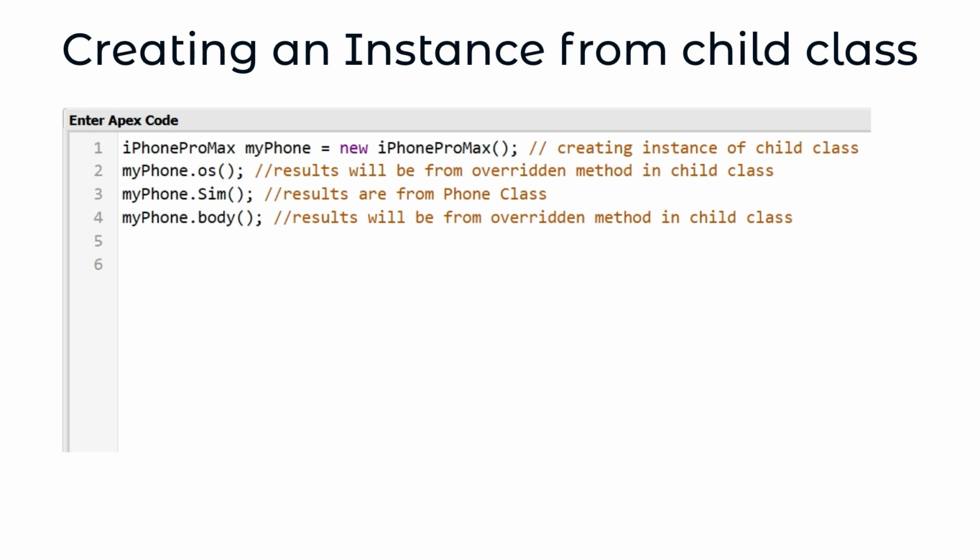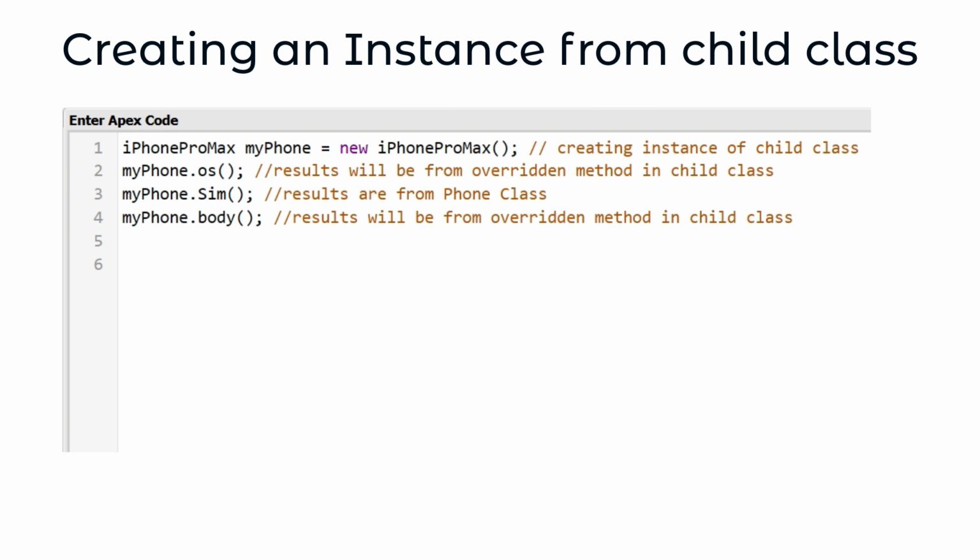On line 1, I have created a new object from the iPhone Pro Max class. On lines 2 and 4, I have called the OS and body methods, which will show the overridden results. On line 3, I have called the sim method, which is not defined in the child class. It is coming from the parent class directly. Like this, inheritance provides code reusability.